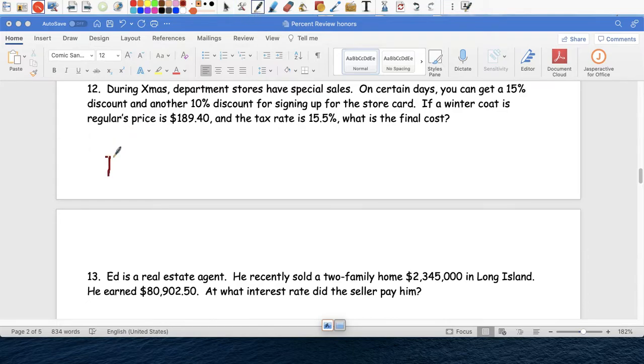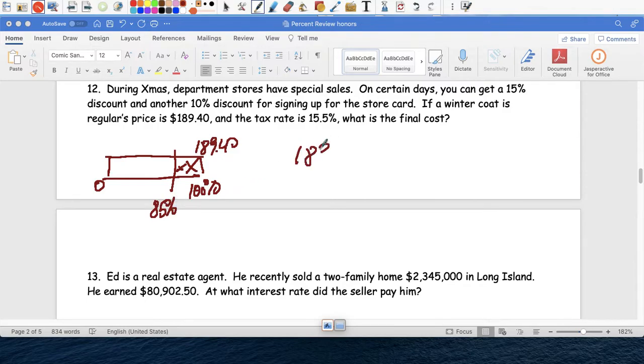So right now, if you had no discount, you'll be paying $189.40. So let's do the first discount, 15%. If they take 15, you still have to pay for 85%. So let's do the first. 189.4, and you can do it straight away. Let's figure out what your coat is after a 15% discount. So 189.4 times 0.85, your coat is now 160.99.